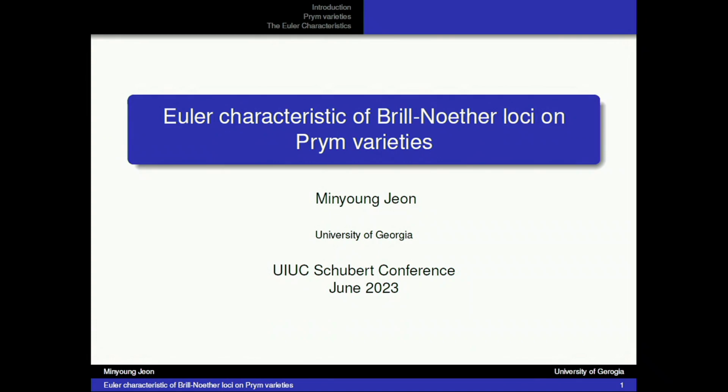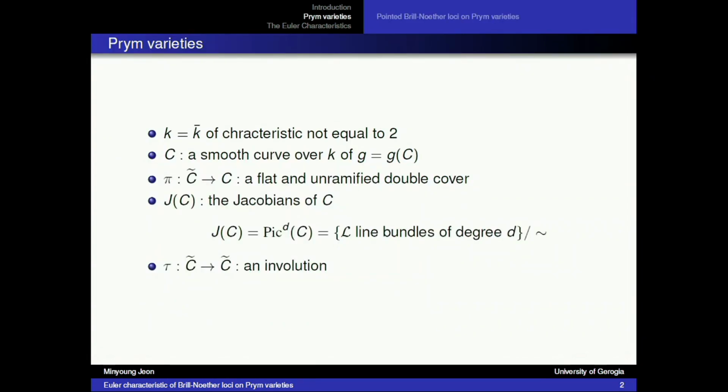I'm going to talk about some applications of Schubert calculus to classical algebraic geometry. Let me begin with the definition of Prym varieties with some notations. Here, our field is an algebraically closed field, C is a smooth curve of genus g, and pi is a double cover, which is flat and unramified.